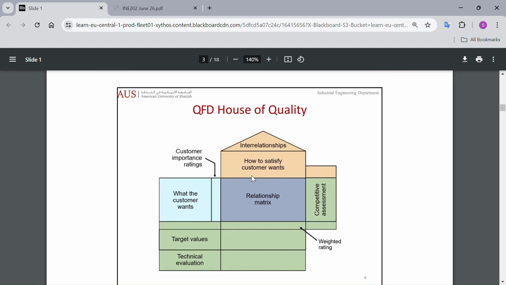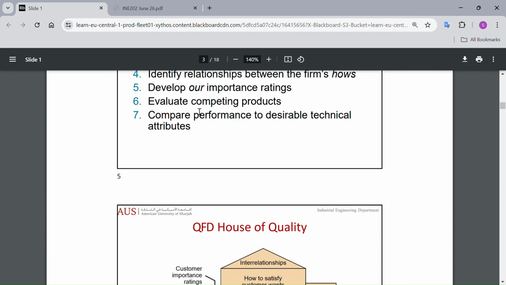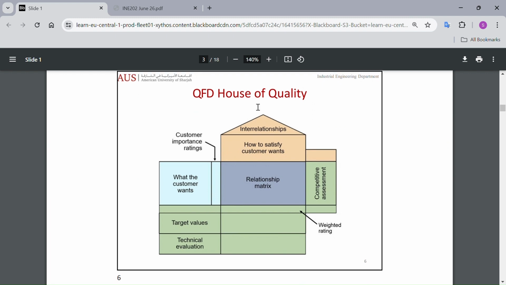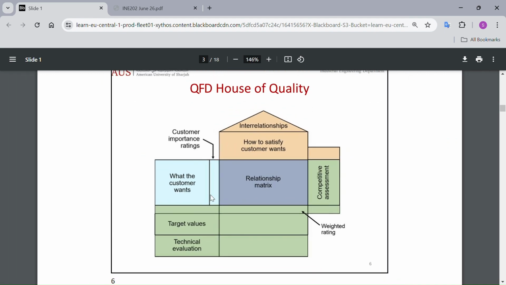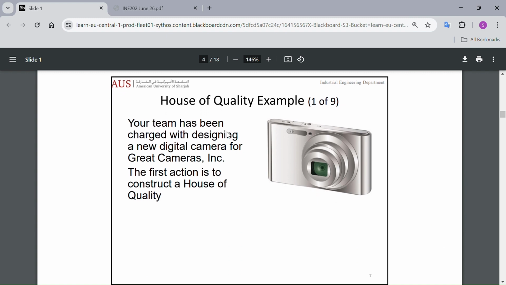And this is basically the quality function deployment house of quality. So this house consists of the relationship matrix, the competitive assessment, weighted rating, target values, technical evaluations, what the customer wants, and customer importance rating. It's very big, this house, and how to satisfy customer wants, and then interrelationships.